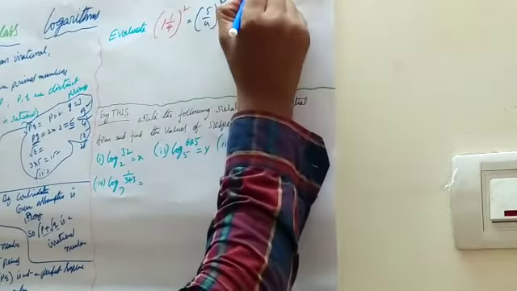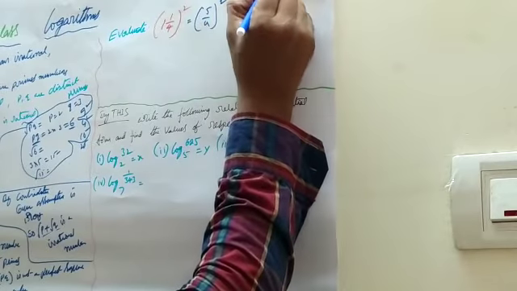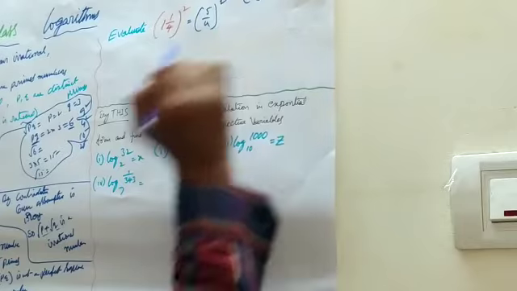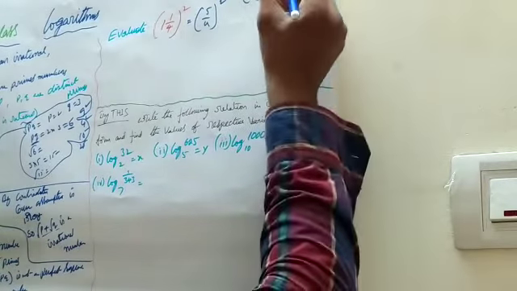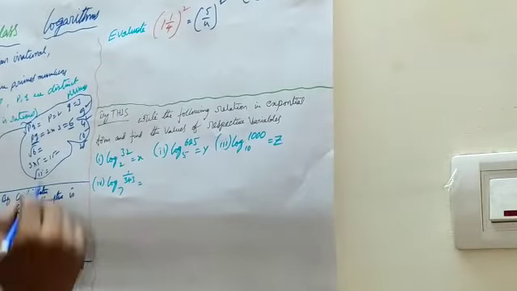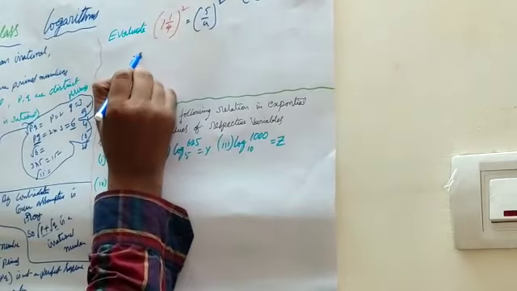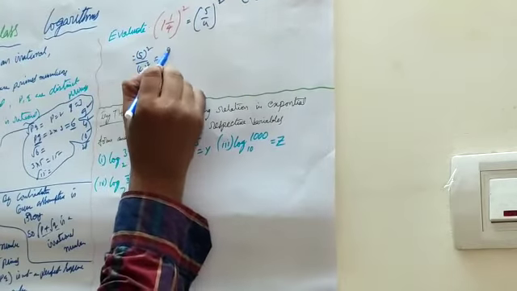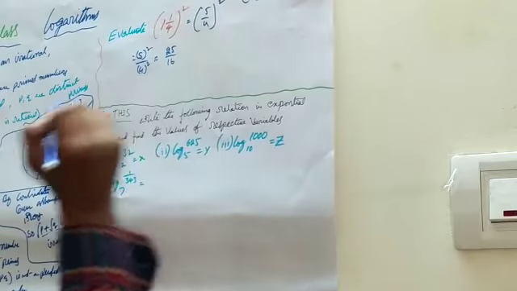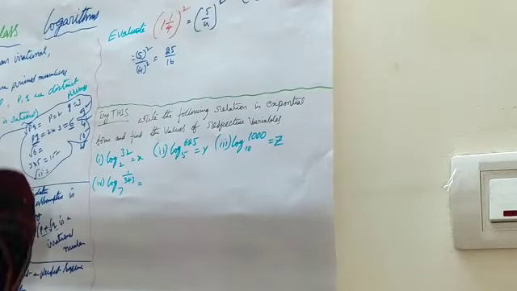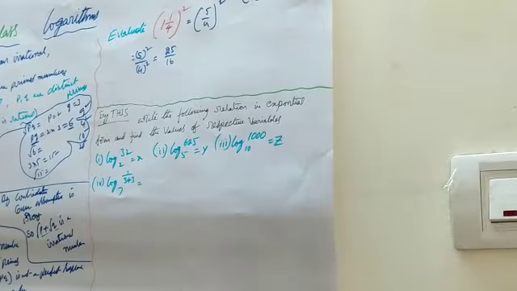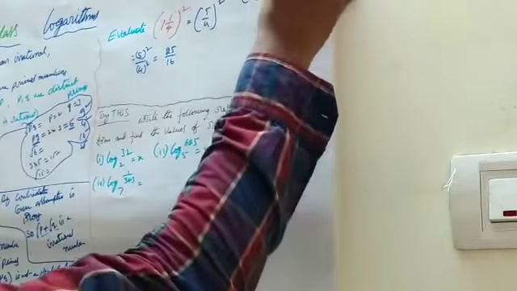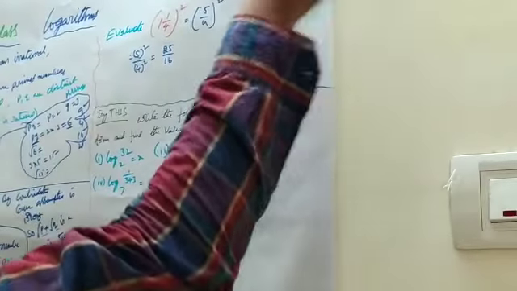Here a by b whole square is equal to a square divided by b square. The square affects both numerator and denominator. That means 5 square divided by 4 square, that is 25 divided by 16. What is 25 divided by 16? Here the denominator is in the form of a square.